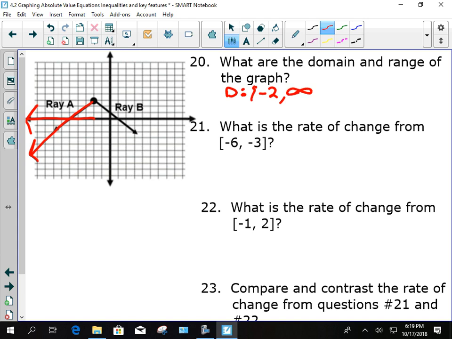All right? My range is right here. It's at +3, and it's going to go from +3 to infinity. All right?